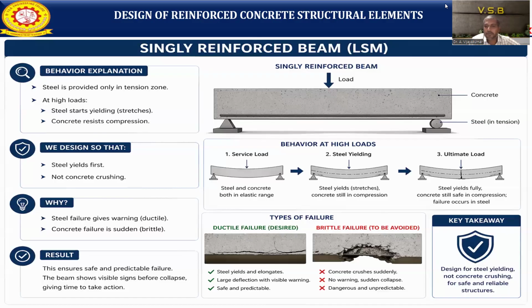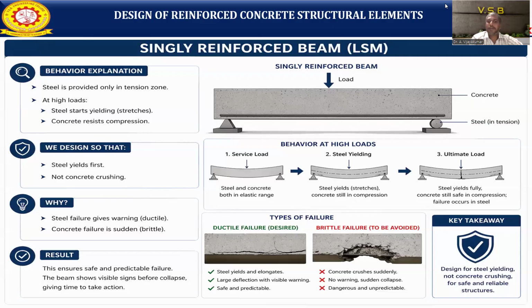What will be the result now? What you will see is that it ensures safety and predictable failure in the case of the singly reinforced beam. The beam shows visible signs before collapse, giving time to take action. So we need to design only for balanced as well as under-reinforced failure. Whatever may be the failure, we need to consider two types of failure of the beam.